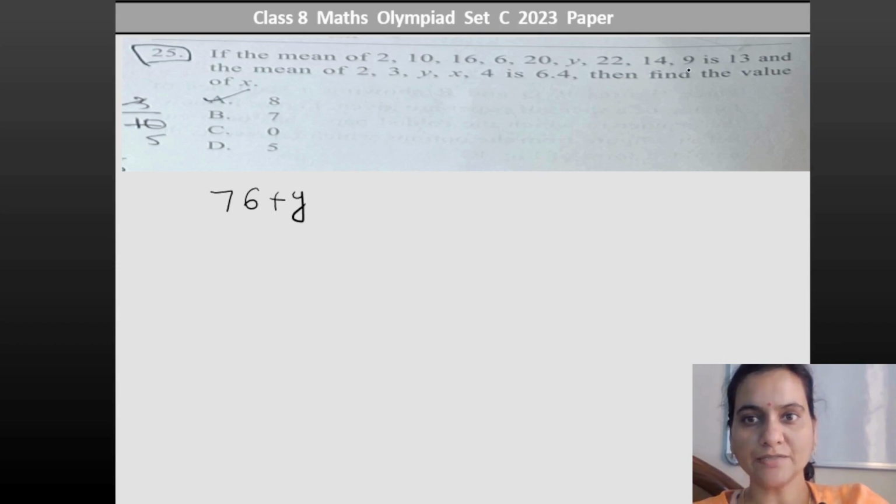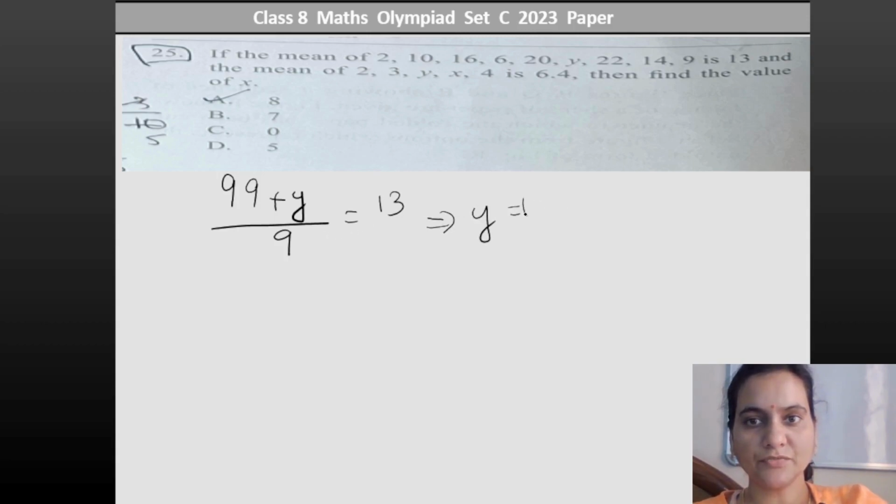So if I add 14 and 19, that will be 33. So 33 plus 76 will be 99. 99 plus y. Mean means divided by the total number of sample space. So 1, 2, 3, 4, 5, 6, 7, 8, 9. Divided by 9 is equal to 13. Okay. So now we have to find the value of y.